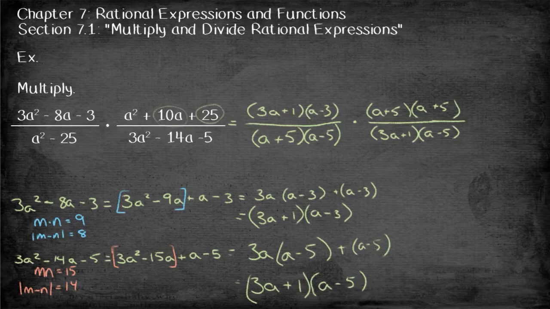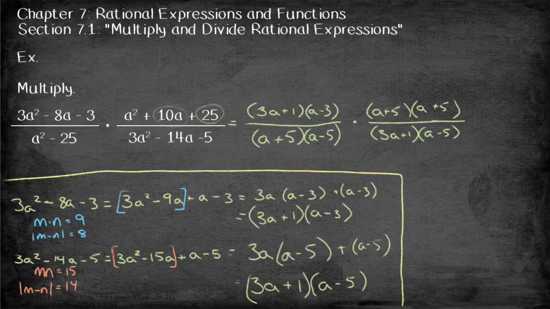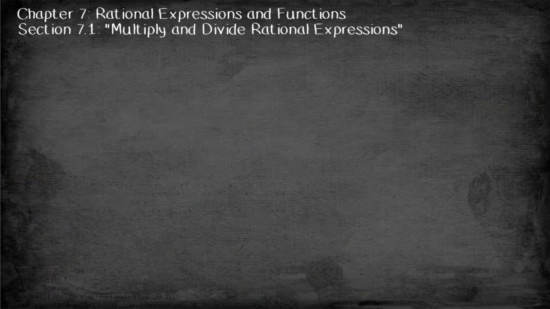Now what we can do is do some dividing. So this 3a plus 1 factor is going to divide out. What else is going to divide out? The a plus 5 factor. Okay, then what we end up with is a minus 3 times a plus 5 over a minus 5 squared.